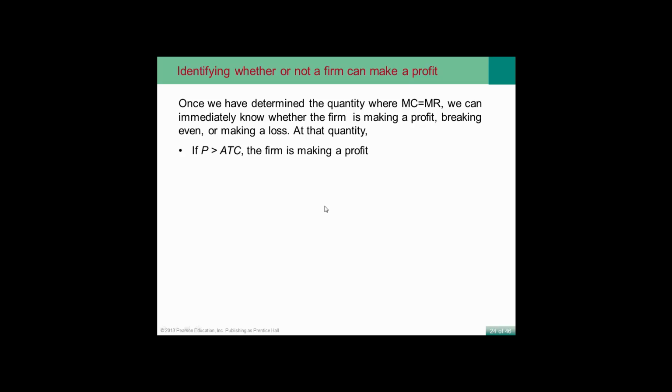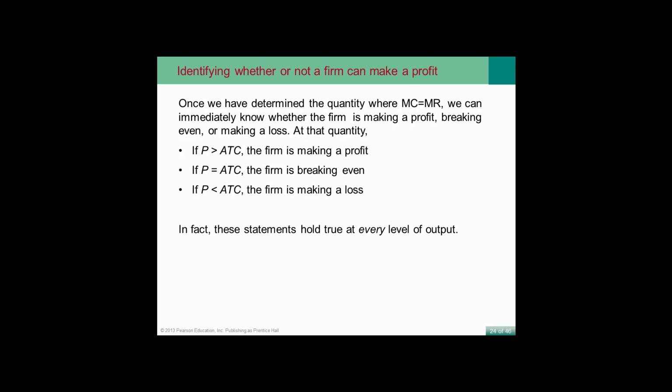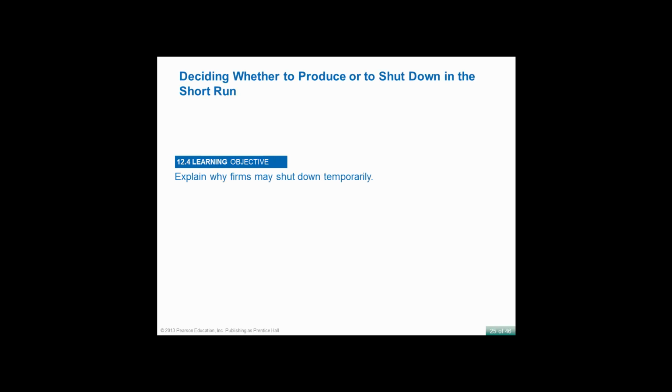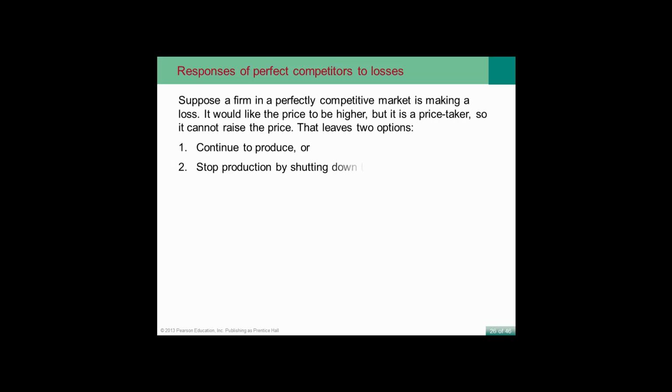Once we have determined the quantity where MC equals MR, we can immediately know whether the firm is making a profit, breaking even, or making a loss. If price is greater than average total cost, they're making a profit. If price is equal to average total cost, they break even. And if price is less than average total cost, they have a loss. In fact, these statements hold true at every level of output. How does a firm decide if they should shut down?